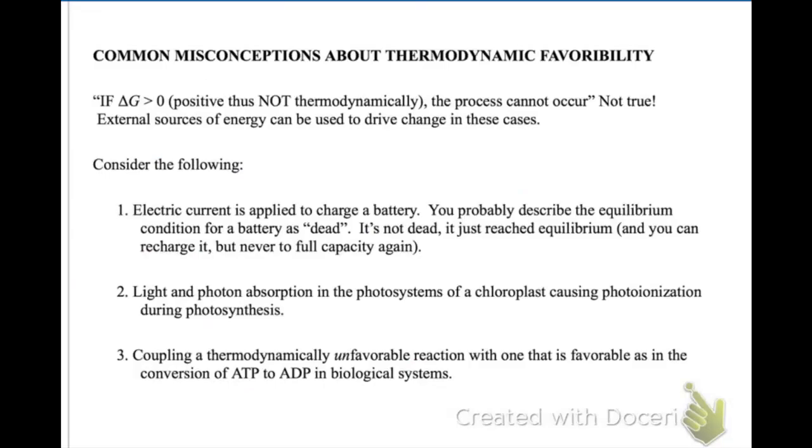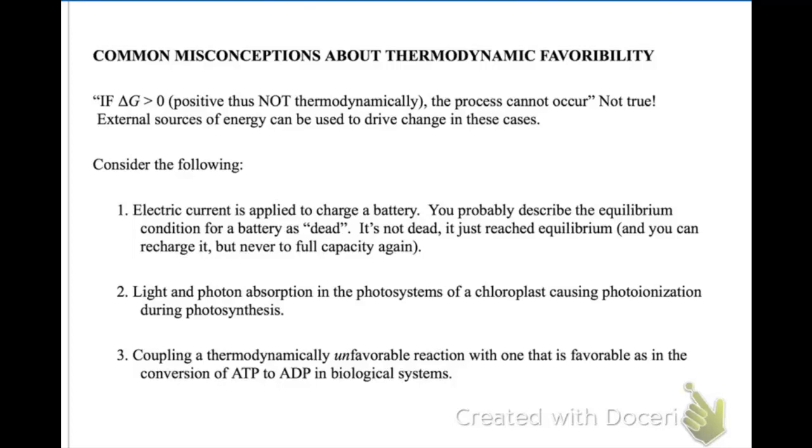A couple of quick points. Common misconceptions. These will come up in probably multiple choice questions. One misconception is that if delta G is positive, greater than 0, which means it's not thermodynamically favored, that the process cannot occur. This is not true. You just need an external source of energy.